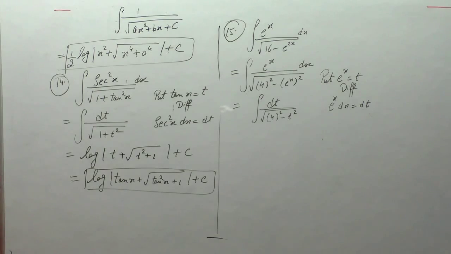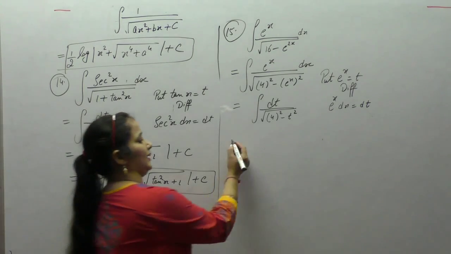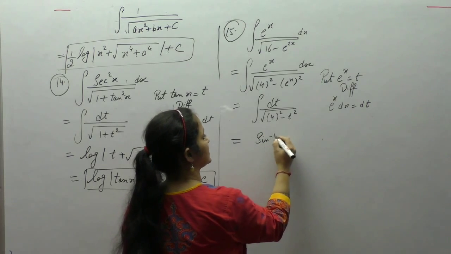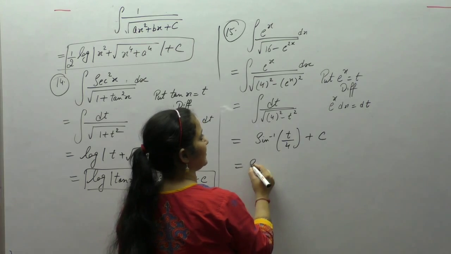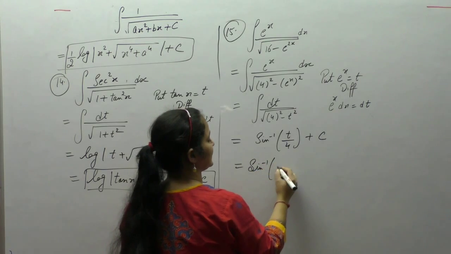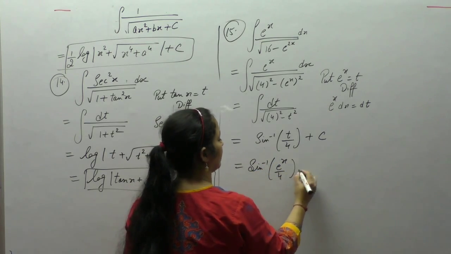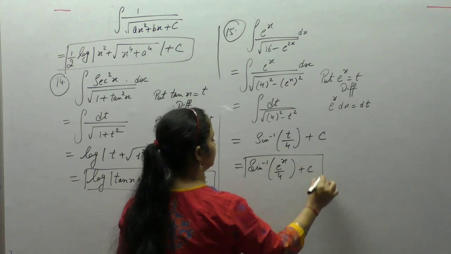Integral of 1 upon square root of a square minus x square is sin inverse x upon a. Here a is 4, and what is the value of t here? It is e^x, so the answer is sin inverse of e^x upon 4 plus c.